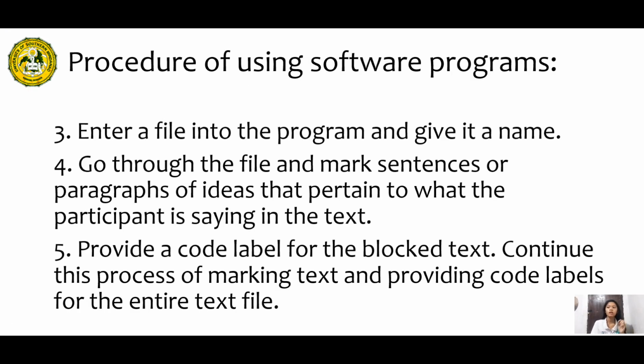Third step is enter a file into the program and give it a name. The fourth is go through the file and mark sentences or paragraphs of ideas that pertain to what the participant is saying in the text. The fifth one is they provide a code label for the block text. Continue the process of marking text and providing code labels for the entire text file.